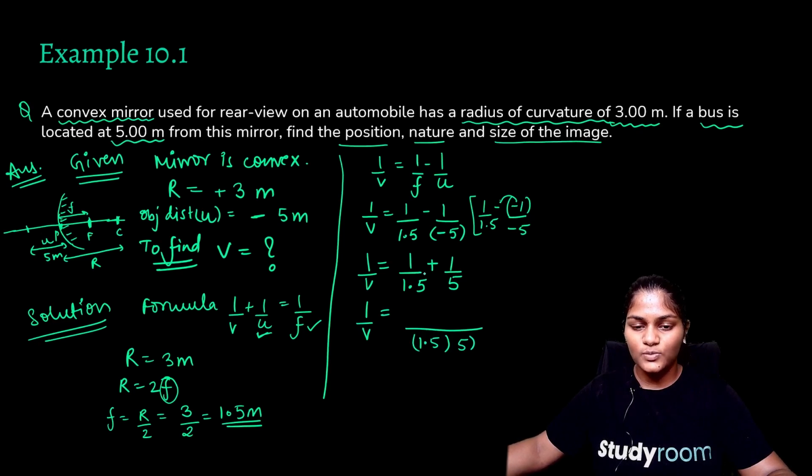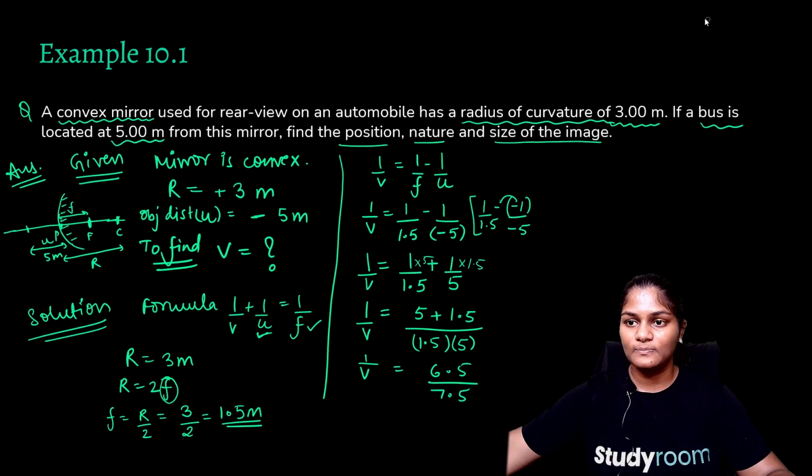So when I do this, what would I have to do? I would have to multiply this first term by 5 and I would have to multiply this second term by 1.5. So what does it become? It becomes 5 plus 1.5. And when we do this, it becomes 1 upon V is nothing but 6.5 upon 7.5.